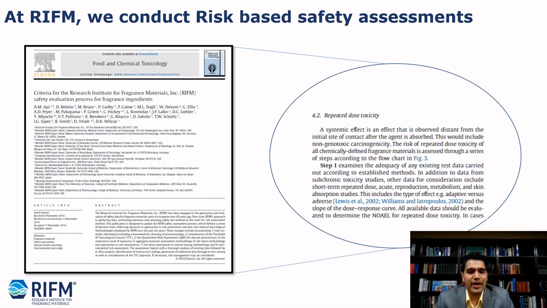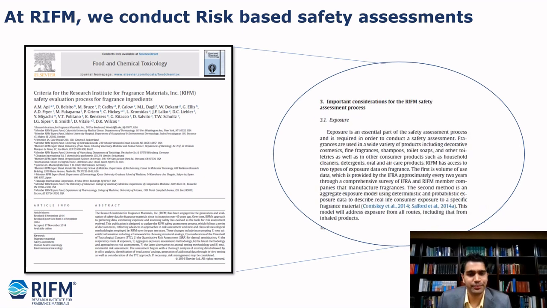So at RIFM, as shown in the previous example, we conduct risk-based safety assessment. Here is just a screenshot from the criteria document that RIFM had published. And here we have a repeated dose section where we describe, as mentioned in the previous slide, studies like OECD 408, OECD 407, which deal with systemic toxicity. So all those studies are described in the repeated dose toxicity section.